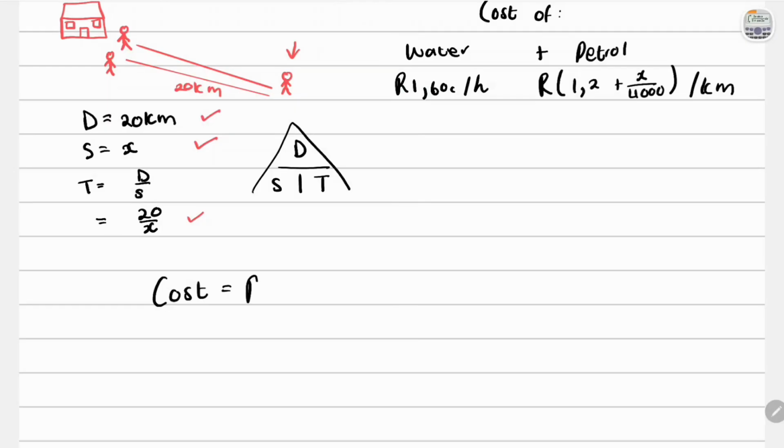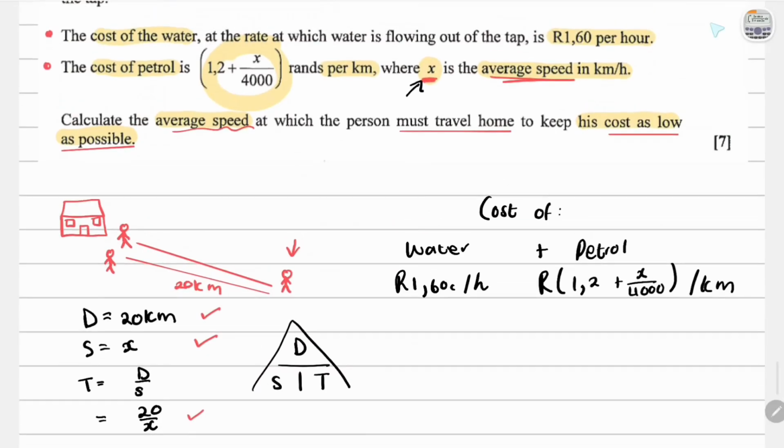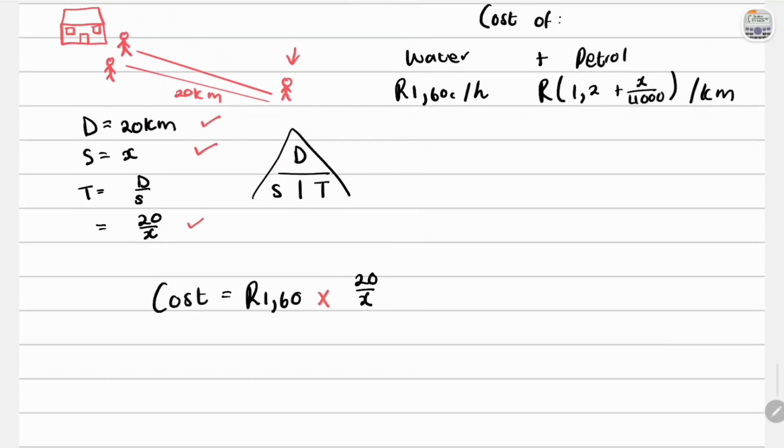So we will say 1 Rand 60 cents per hour. So we need to find out now the full cost of water. We know it took him how long? 20 over x hours. Okay, we don't know what x is, but it's still the time. So we're going to say times 20 over x. Okay, we know it is in terms of hours because the average speed is in kilometers per hour. Okay, so the cost is this. That is for the water.